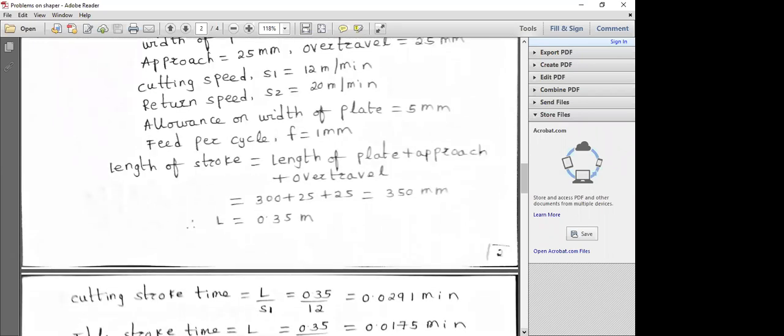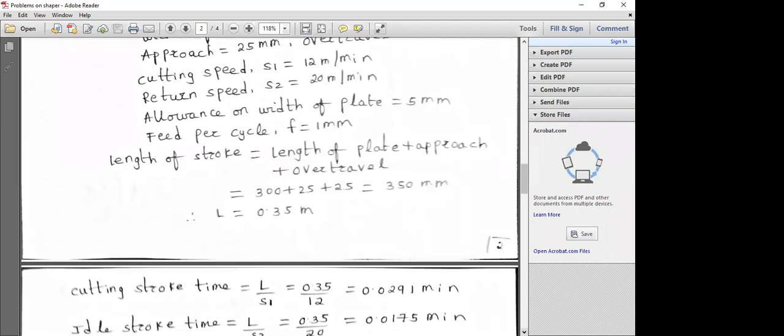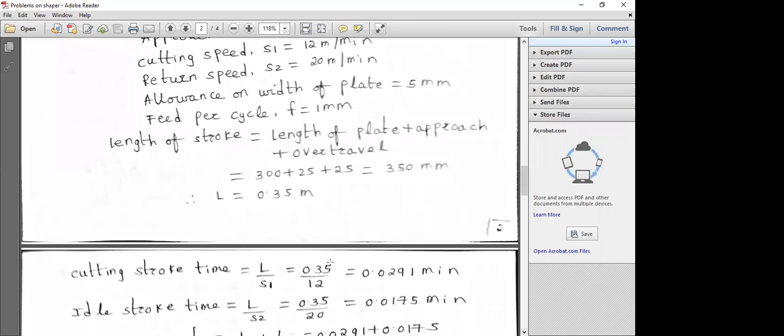So what is cutting stroke time? It is capital L by S1. Already I told you, you have to be very much conscious about the capital letters and small letters used in the derivation. So L is equal to 0.35 by S1. What is S1? S1 is the cutting speed in the forward stroke. It is 12 meters per minute. So you just write that. So this is meters per minute. So the cutting stroke time is given in minutes. So you just try to calculate whether you are getting that or not.